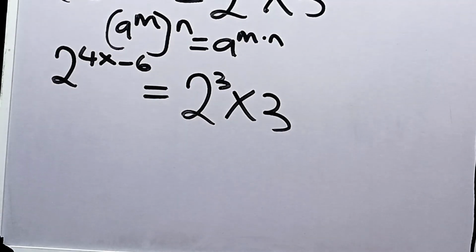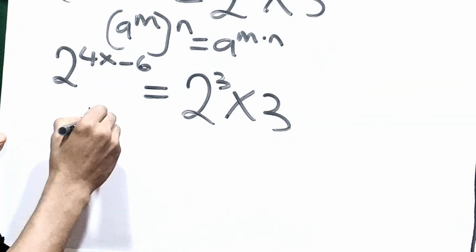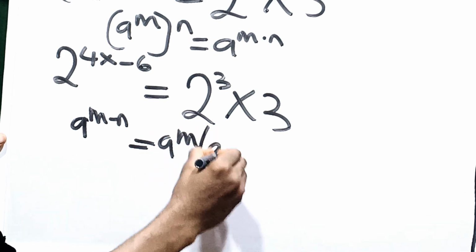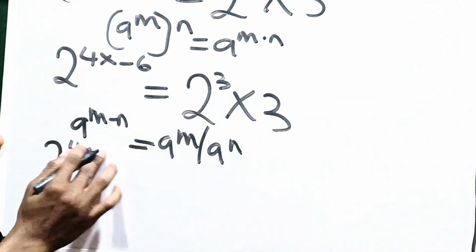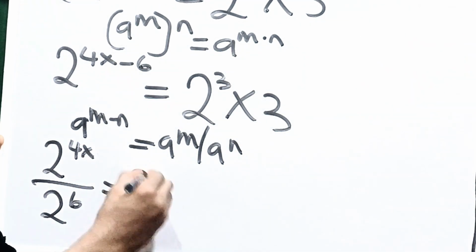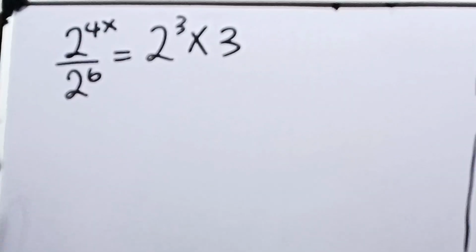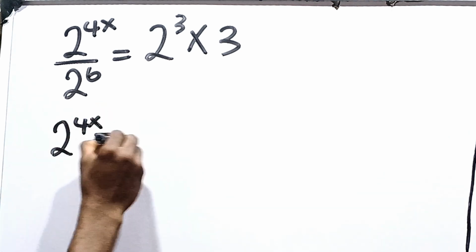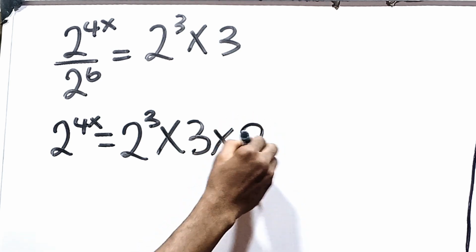Now, moving on from here, we can say that when you have a raised to power m minus n, it is equal to a raised to power m divided by a raised to power n. So we have 2 raised to power 4x minus 6 now becomes 2 raised to power 4x divided by 2 raised to power 6, to be equal to 2 raised to power 3 multiplied by 3. Moving on from here, we have that 2 raised to power 4x will become equal to 2 raised to power 3 multiplied by 3 multiplied by 2 raised to power 6.